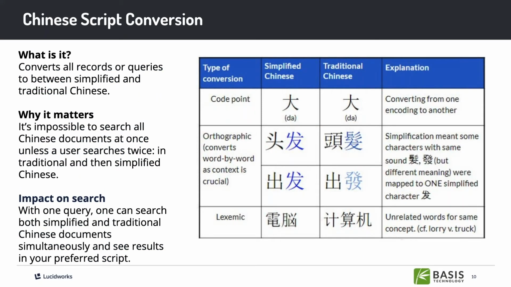Chinese script conversion covers all records or queries between simplified and traditional Chinese. And this is very advantageous for a search user because they do not have to search twice. They can search all the documents once and then choose the type of character that they would like to look at, either simplified Chinese or traditional Chinese. That way, with one query, one can search on both of them and then decide which one they prefer in terms of scripts.